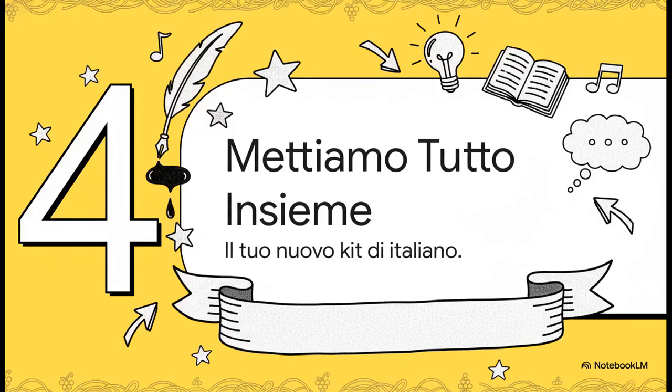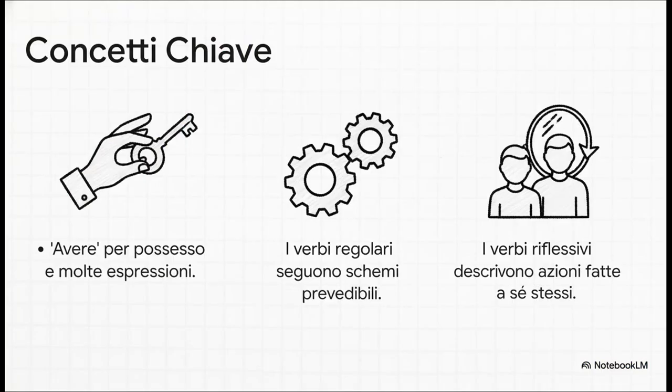Wow! Okay, we have covered a ton of ground in a pretty short amount of time, so let's just take a breath and quickly review the powerful new tools that are now in your Italian toolkit. So let's recap the big three. First, we've got the essential verb avere, which we now know is for owning things, but also for all those physical feelings like being hungry or thirsty. Second, we learned that most regular verbs are our friends. They follow nice, predictable patterns. You just have to learn the endings.